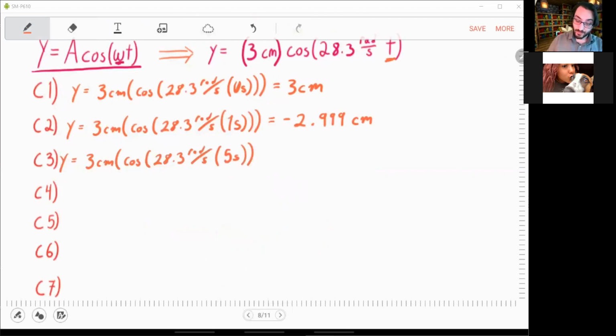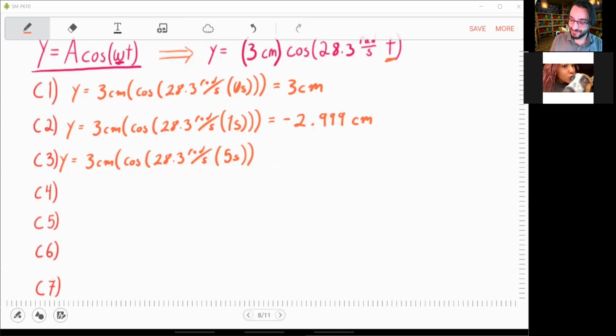So 28.3 times 5 is 141.5. Now I'm going to do the cosine. The cosine of 141.5, and I get 0.991.